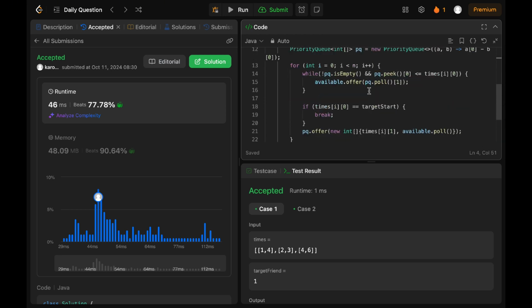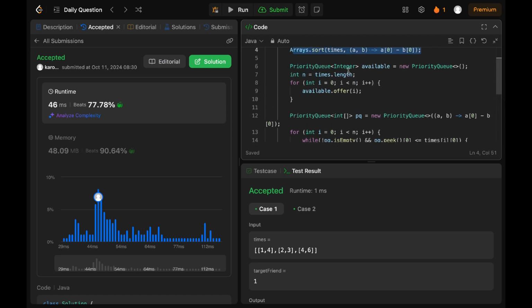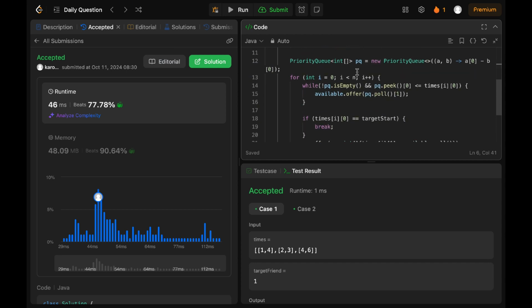And in terms of space complexity, it will be O of n because we are storing n chairs in the available min heap and then also a similar amount of chairs in the occupied min heap as well. So that's why the space complexity is O of n.